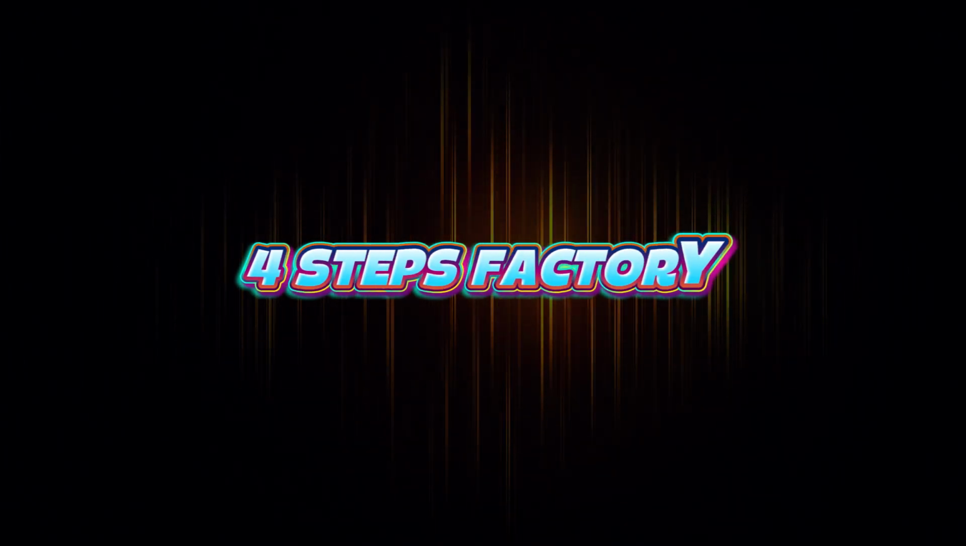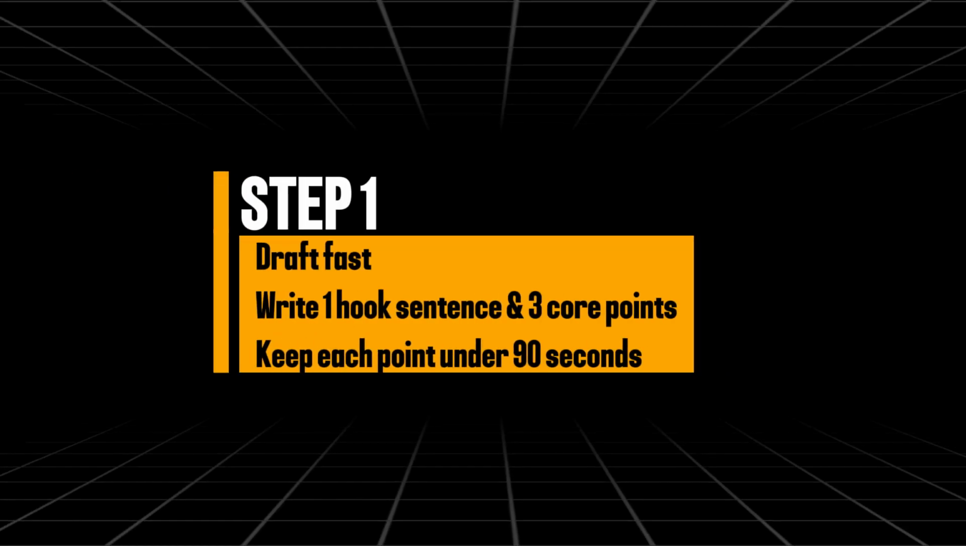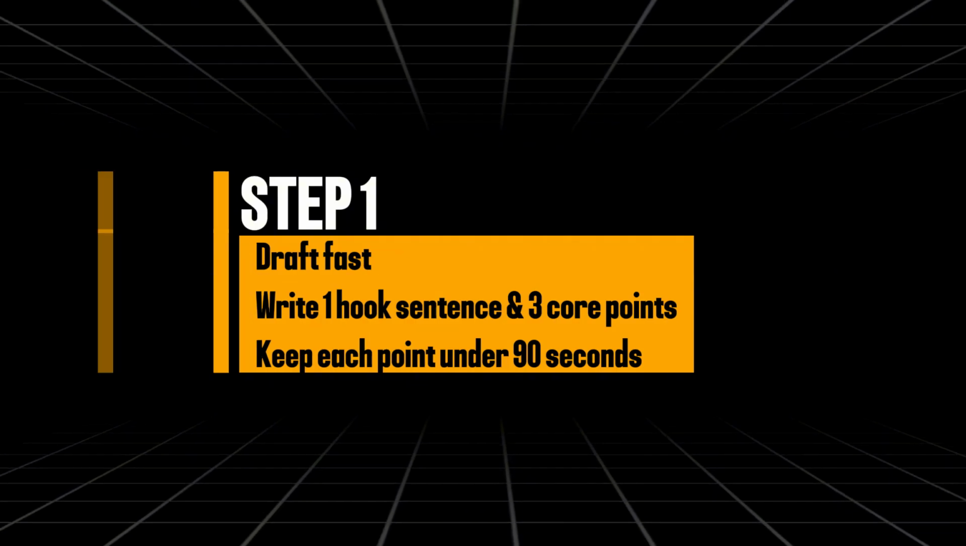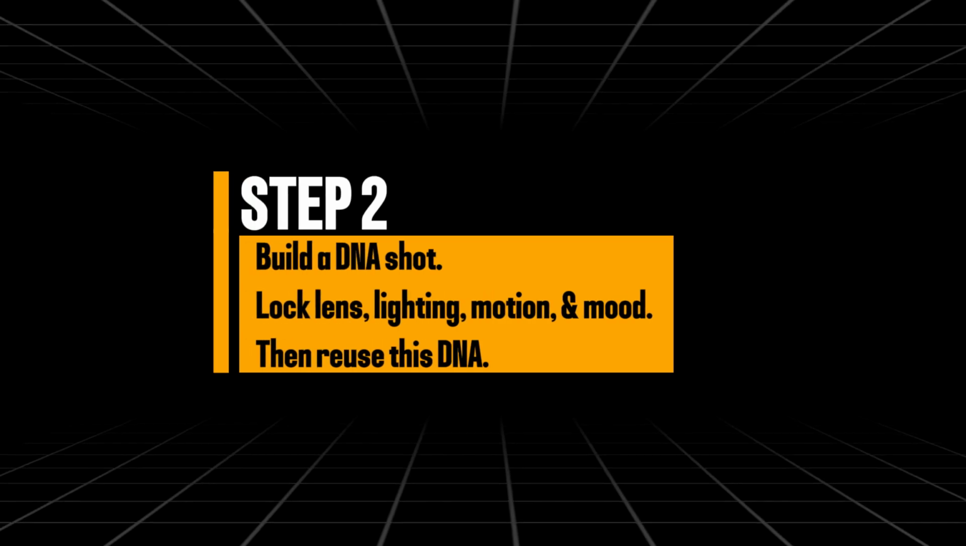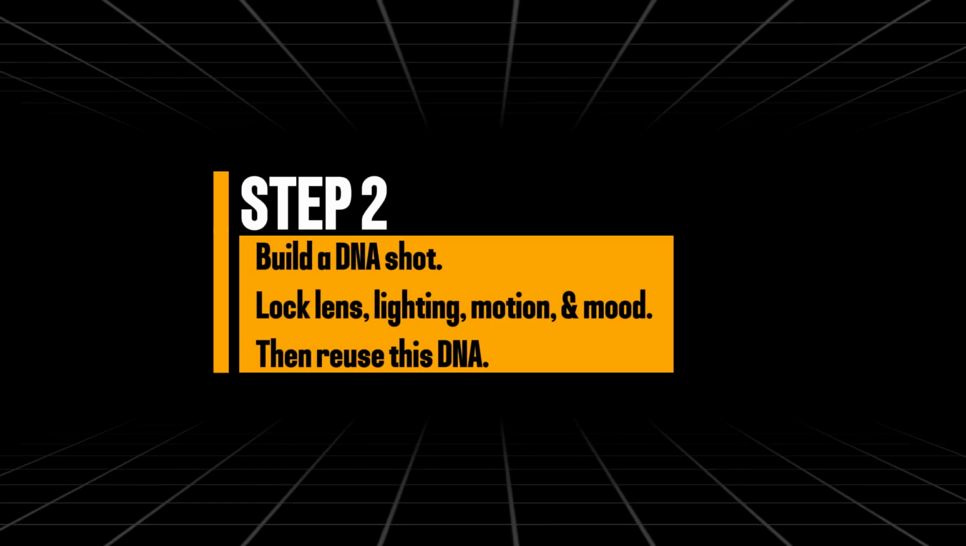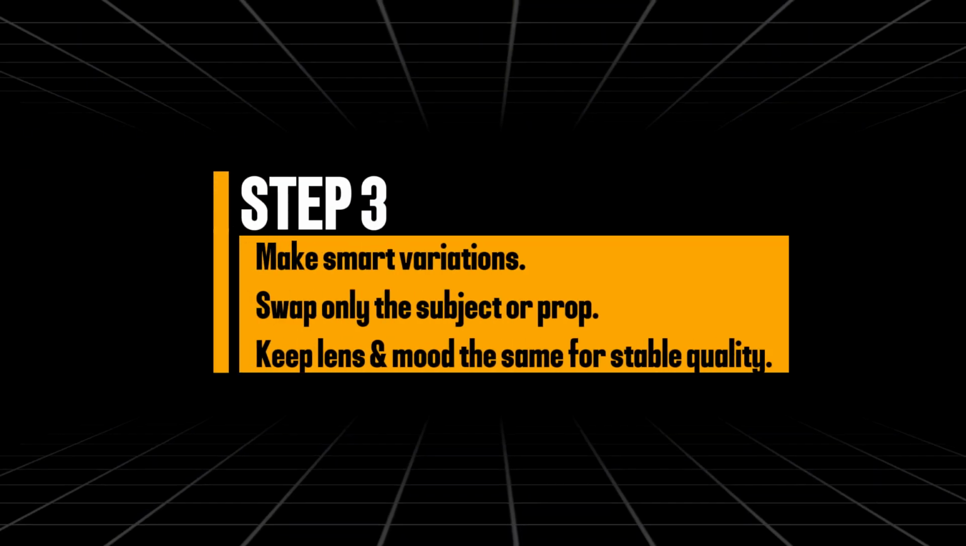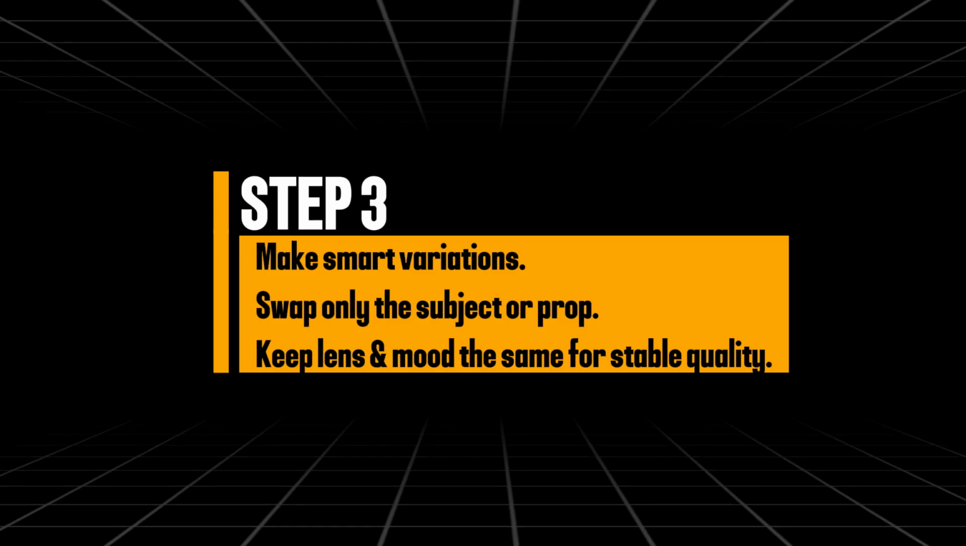4-step mini factory. Now, let us chain everything into a fast workflow you can repeat daily. Step 1. Draft fast. Write one hook sentence and 3 core points. Keep each point under 90 seconds. Step 2. Build a DNA shot. Lock lens, lighting, motion, and mood. Then reuse this DNA. Step 3. Make smart variations. Swap only the subject or prop. Keep lens and mood the same for stable quality.